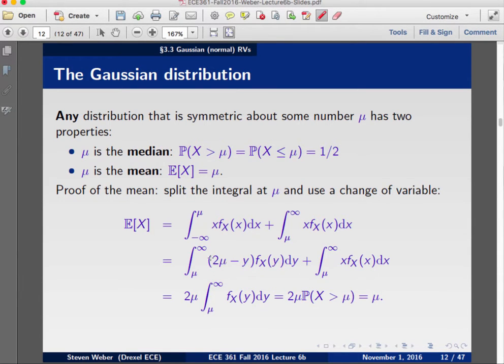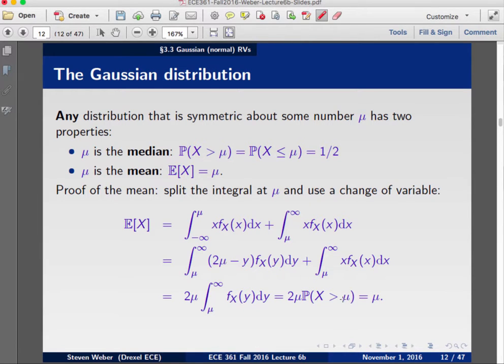Now this first integral is going to be 2 mu times the integral from mu to infinity of f sub x of y dy. And then I'm going to subtract out the integral from mu to infinity of y f sub x of y dy. That's the exact same as this integral, which is to say that the second integral and the third integral cancel with each other, leaving only the first, this one down here. And again, this integral of the PDF over all y from mu to infinity is simply the probability that x is greater than mu.